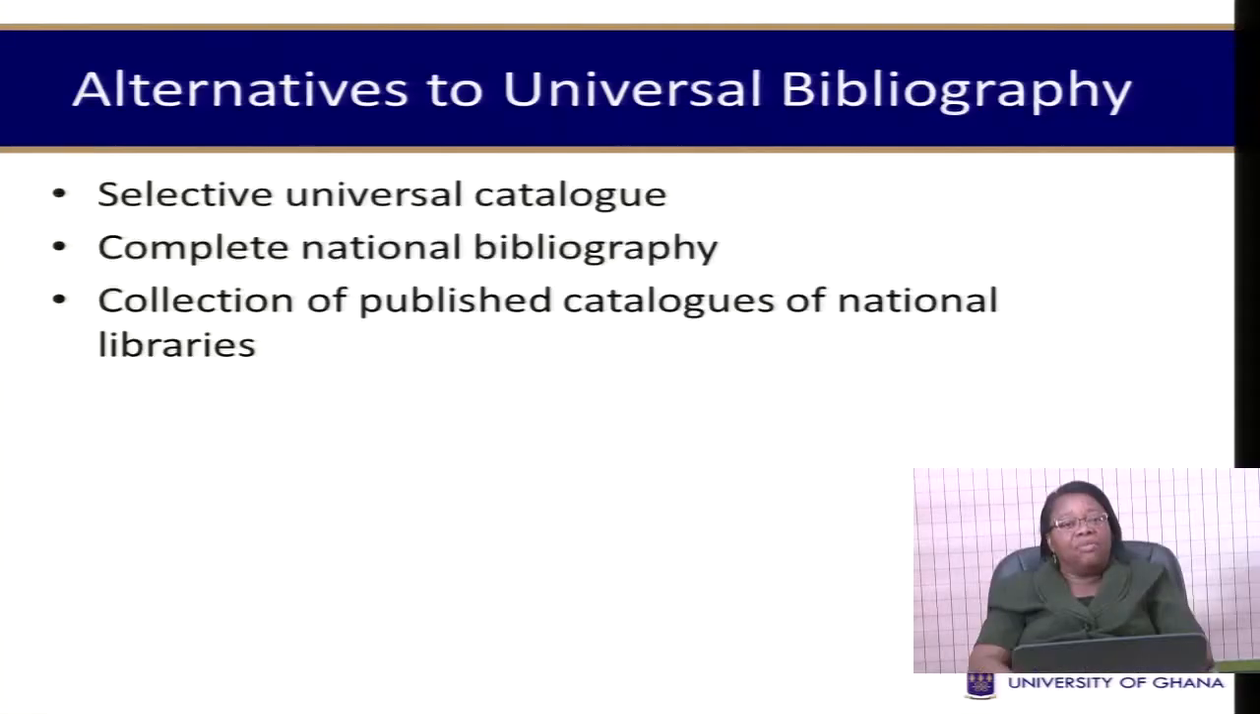And so what are we proposing as an alternative to universal bibliographies? We are saying every country should have its universal catalog. Every country should have its complete national bibliography, so that when we combine the catalogs of national libraries, we should be getting somewhere close to a universal bibliography, even though it will not be a complete universal bibliography. But we should be getting close to a universal bibliography.